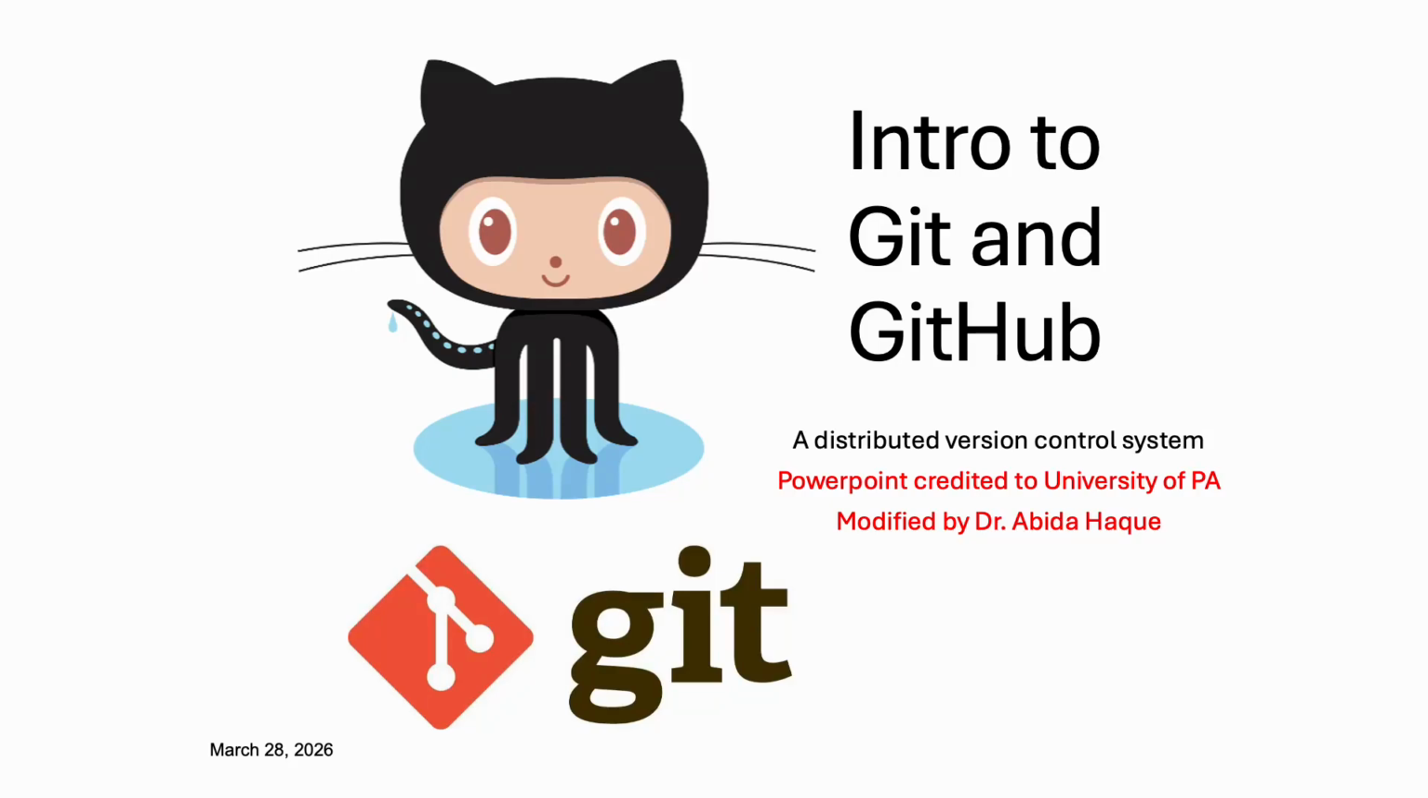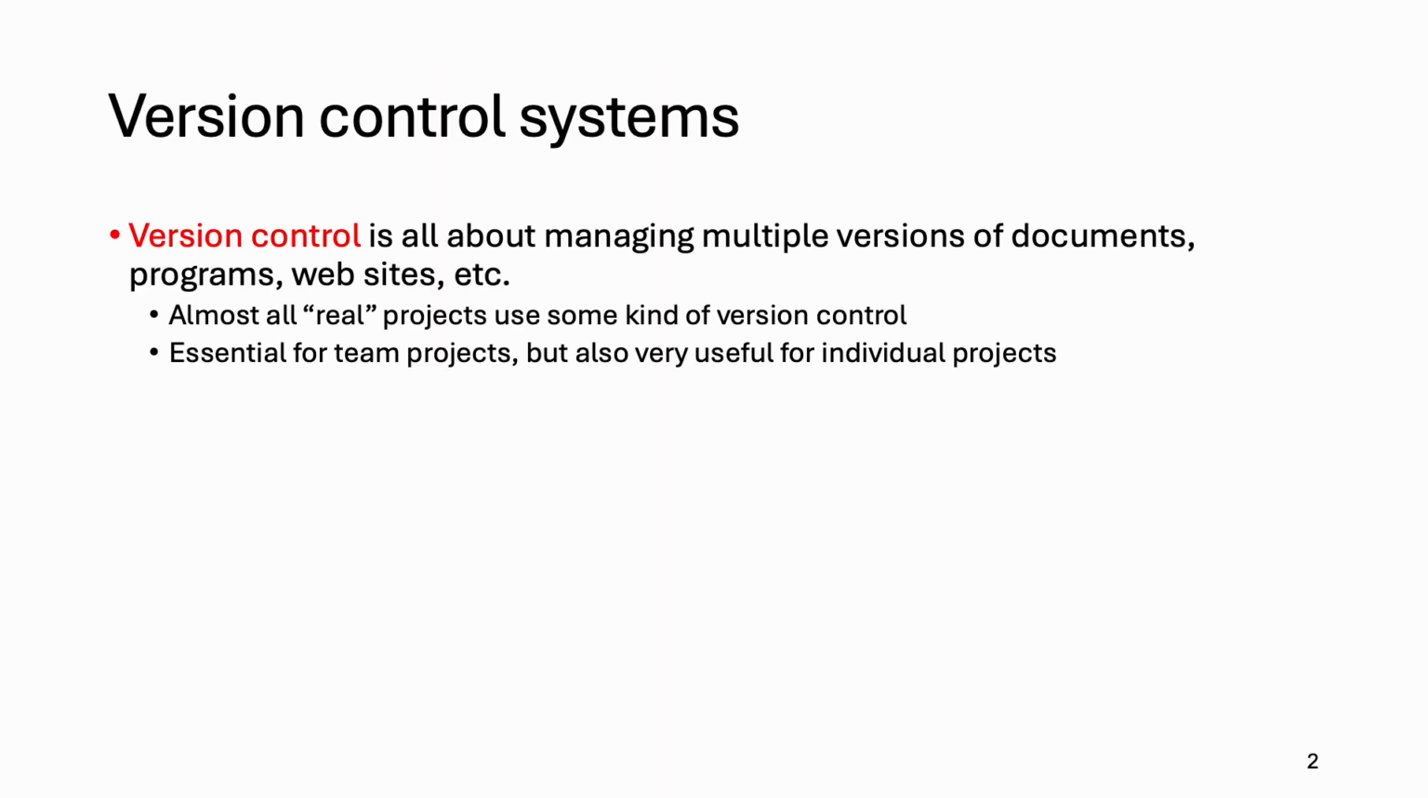Hello, let's go ahead and talk about Git and GitHub. Git is a distributed version control system. Version control is about managing multiple versions of documents, programs, and websites. Many real projects use some kind of version control.